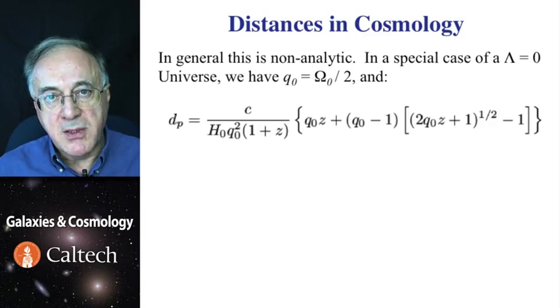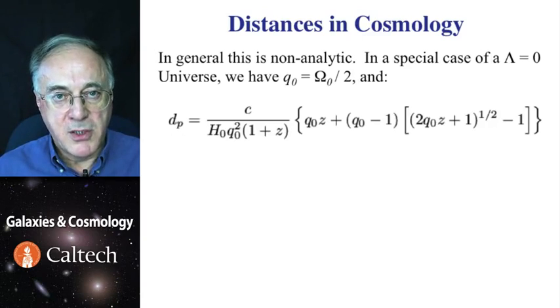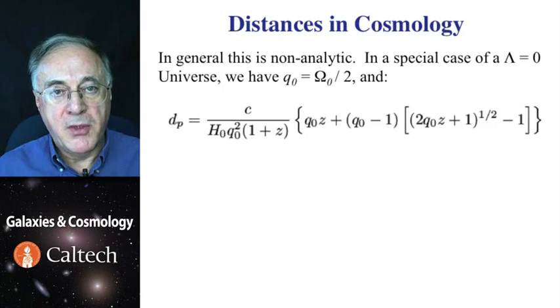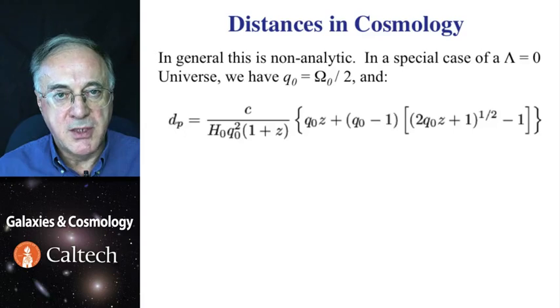In some special cases, such as when the density of the vacuum, of the cosmological constant, is equal to 0, there are analytical solutions. In that case, the formula for the distance is shown here. It's expressed in terms of q naught, which, remember, is the deceleration parameter, and in the absence of a cosmological constant, it is equal to the density parameter divided by 2.